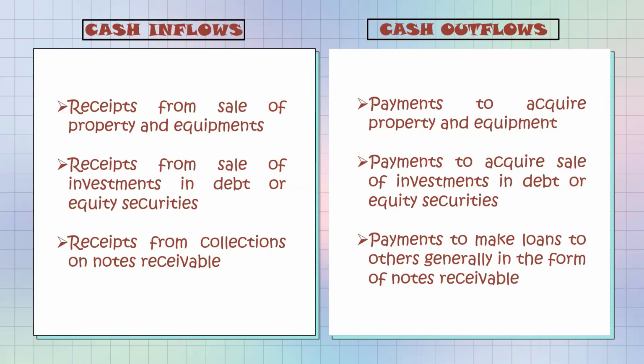So next naman, lumalabas, first is nandyan yung payment to acquire property and equipment. So bumili ka naman daw ngayon ng property and equipment. So yung perang pinambayad mo is an outflow of cash under this activity. So second is the payment to acquire investment in debt or equity securities. So dito, ikaw naman yung bumili ng investment. So again, yung perang pinangbayad mo is an outflow of cash.